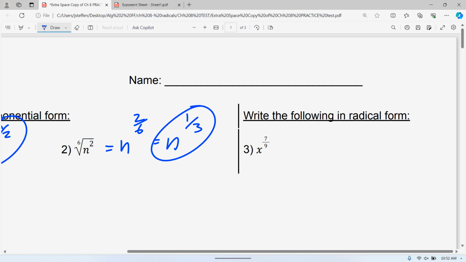Write this one in radical form. So I always start with my radical, and then I put my x, or your base number, whatever that is. Then my index number is the denominator, and the numerator is my exponent. Now remember, you can also write this one with your exponent outside. That's fine too. Either way, it doesn't make much difference.